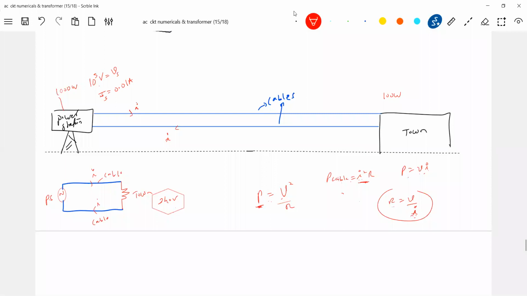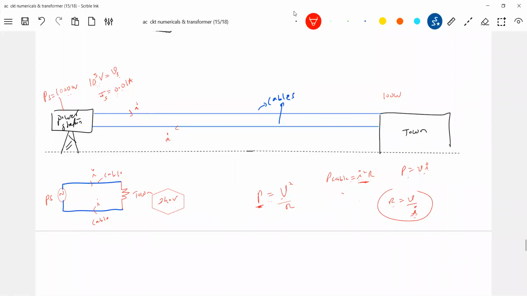I'll write Vs and Is. So I'll generate the power of 1000 watt, and the voltage will be very high and the current will be very low, but overall power is the same. This particular signal, where the voltage is 10 to power of 5 volt and the current is 0.01 ampere, is what I will transfer on the cable. So what is the current? 0.01 ampere.